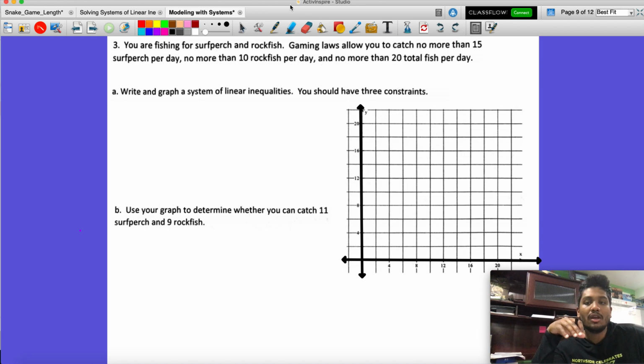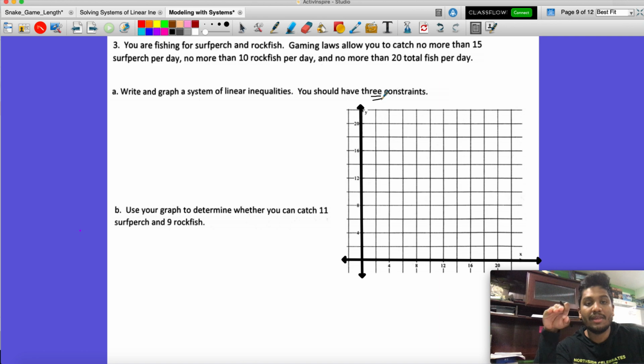So before we even approach this, I think you should pause this and try to figure out what the constraints are, or the system of inequalities. Now it says that we're going to have three of them, so you should have three inequalities. So just pause and see if you can do it. And if you can, that's phenomenal, right?